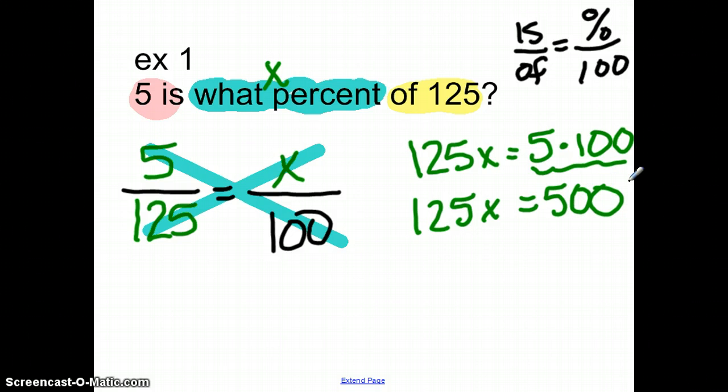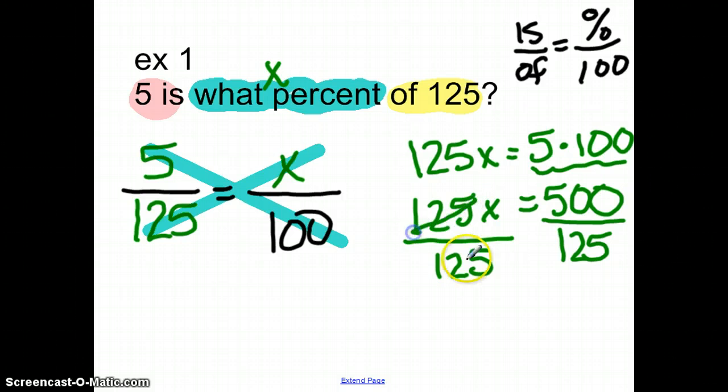Now my job is to get the x by itself. So I'm going to divide both sides by 125. So this cancels. So x equals 4.